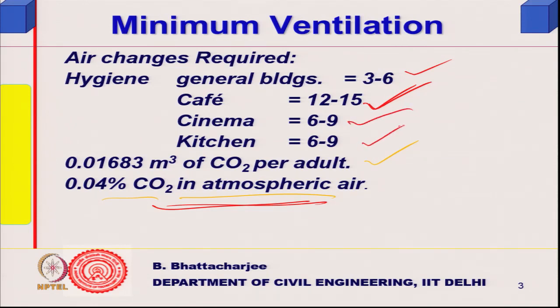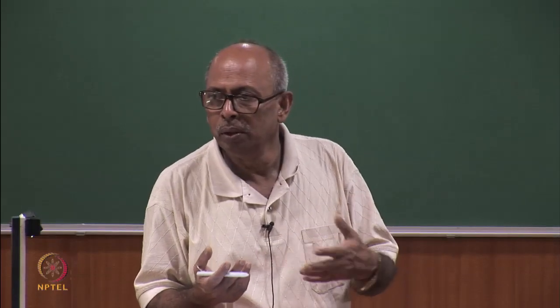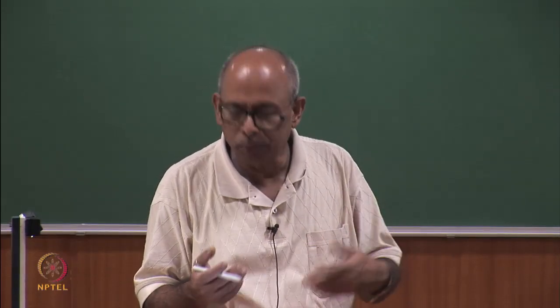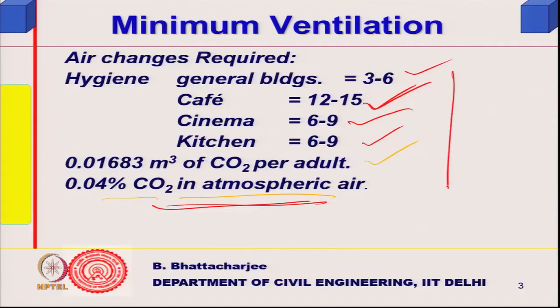Cinema is higher, kitchen is higher, because in the kitchen you also have to remove the gases coming out of cooking the food, the oil, etc. So, the smoke that comes out. Therefore, this is the basis. This is given in the code, and one can calculate this out roughly.